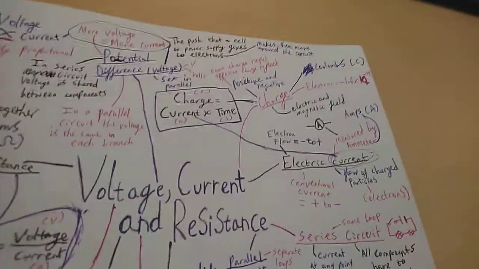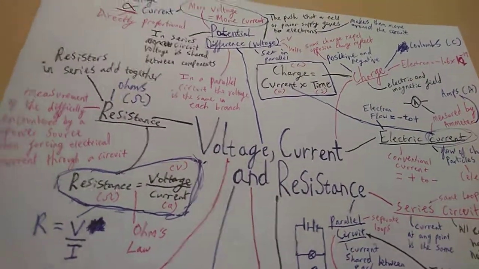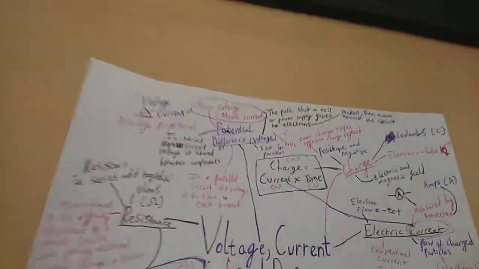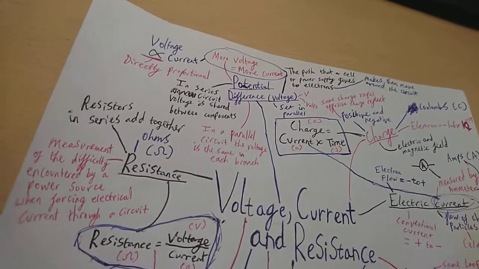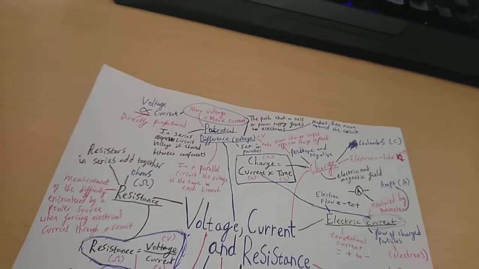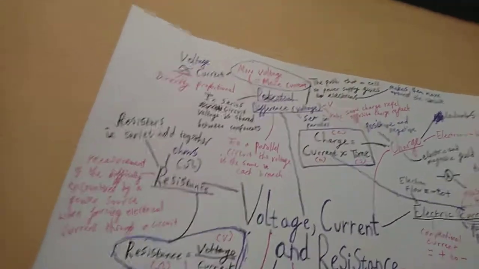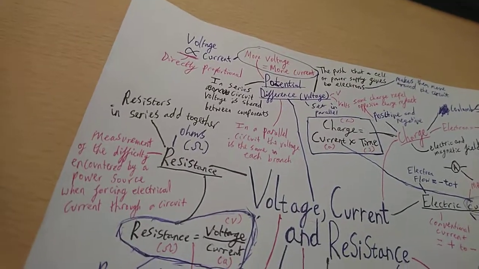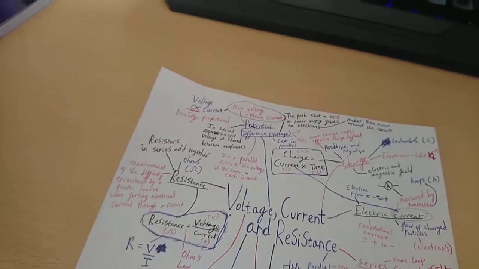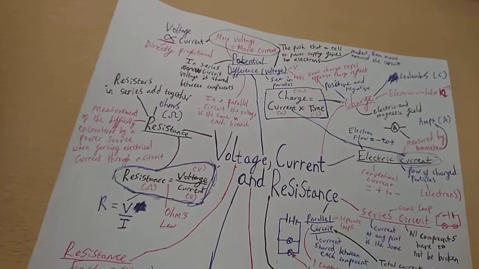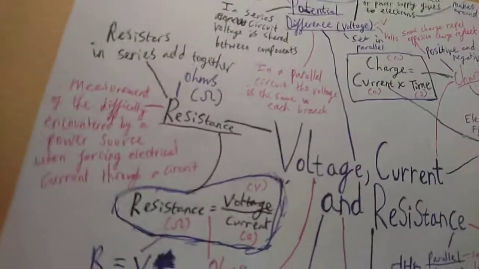So, we've got voltage and current. How do they link? They link because of something called resistance. Resistance is measured in ohms. That's the sign for ohms. Resistors in series add together, so resistors that are all in the same loop of the circuit. What do you think of when you think of resistance? I can't resist going into this, but it's basically the force stopping something, isn't it? Resistance is power against something, so that's exactly what it is here.